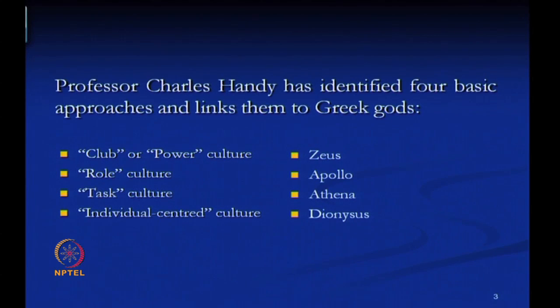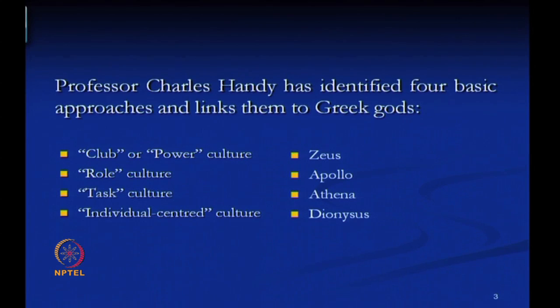And then after discovering certain patterns, he identified four elements, titles, which you see shown on the screen: the club, the role, the task, the individual, all symbolically represented by some deity of Greek mythology. And for those of you who are aware, you would recognize that a lot of Western culture has the underpinning of Greco-Roman mythology.